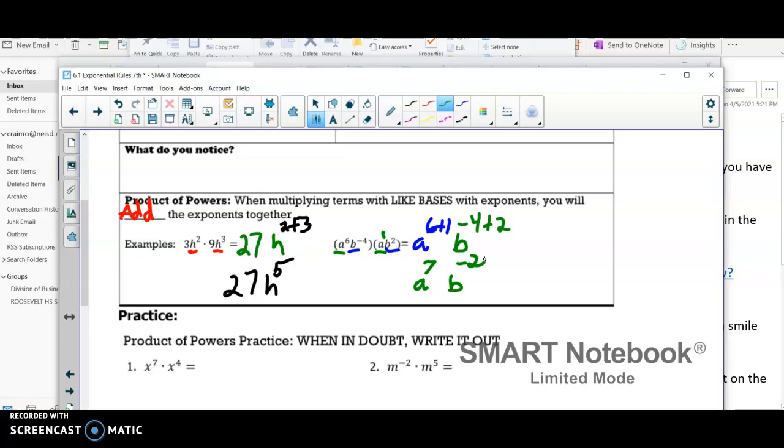Now, from here, we're going to go ahead and go to the Desmos 6.123, and you're going to do numbers 1 through 3. So 1 through 3 deals with the product of powers.